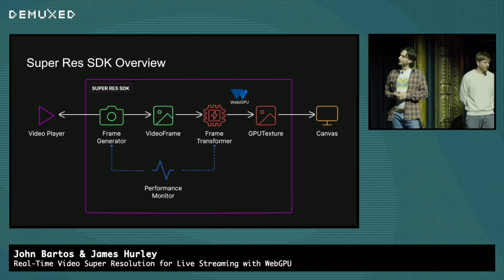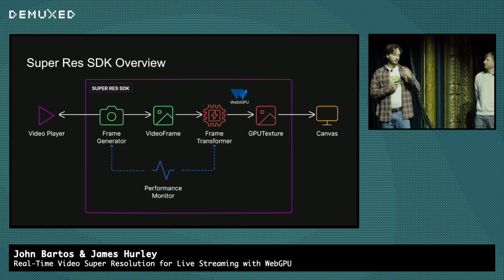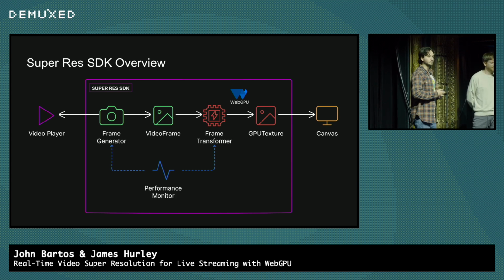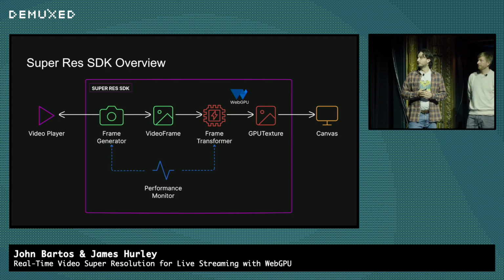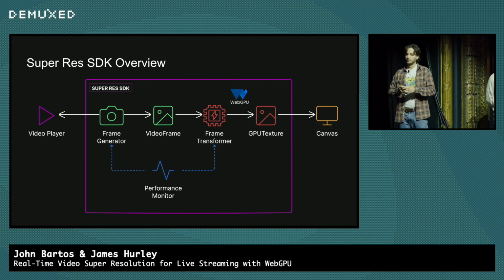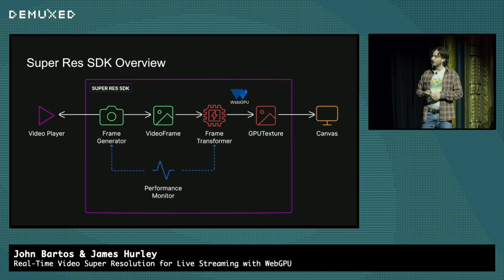So let's take a high-level overview of what we came up with. Starting from the left, we have a frame generator component that is copying frames from our media source extensions video player and inserting them into WebGPU in a process that we call the frame transformer. The frame transformer is running a series of WebGPU compute shaders and finally produces a GPU texture. We then render the GPU texture to canvas using another WebGPU compute shader. Keeping an eye on the performance and ready to hit the big red button is a performance monitor.